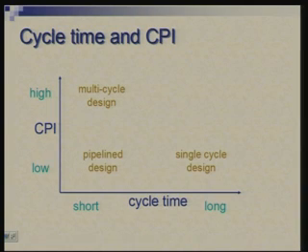In terms of cycle time and CPI combination, this is how we can place 3 designs. The first design was the single cycle design, where we had a long cycle time, whereas CPI was low. By definition, CPI was 1 because we are talking of a single cycle design. On the other hand, in multi cycle design, we achieved a short cycle time, but on the other hand the CPI went high.